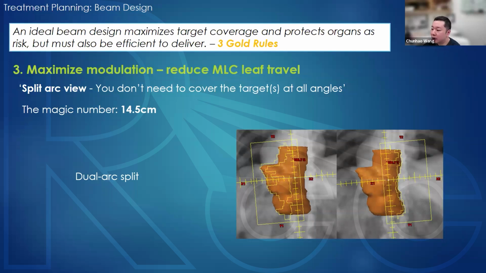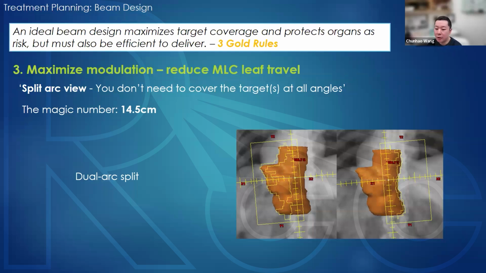And we understand some of the machines, they don't have an X jaw. And some of the Varian machines like Halcyon or Ethos are jawless. They don't have a jaw at all. But the idea here is the same. We want to enhance the modulation by reducing leaf travel.